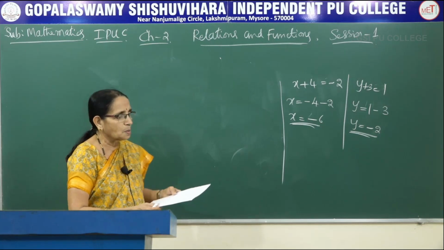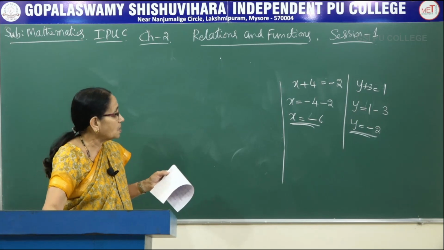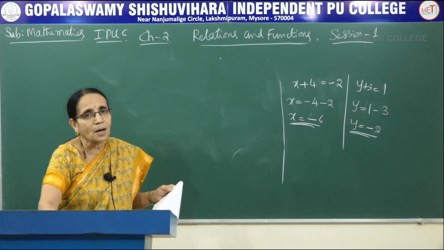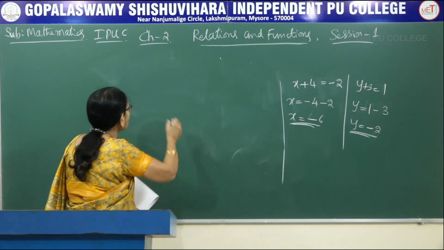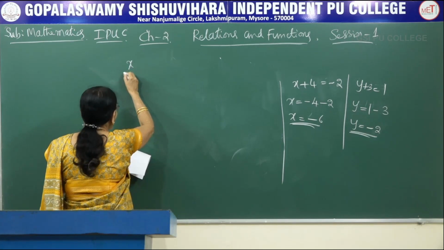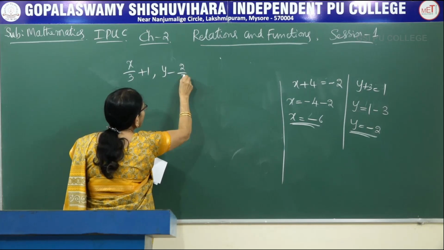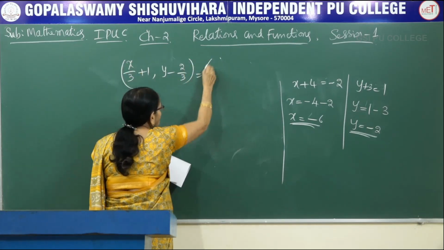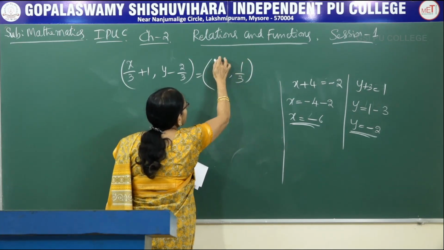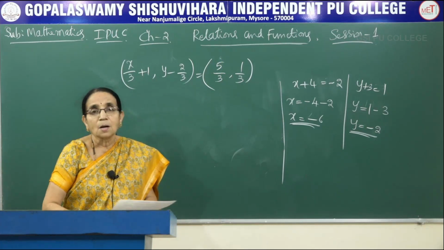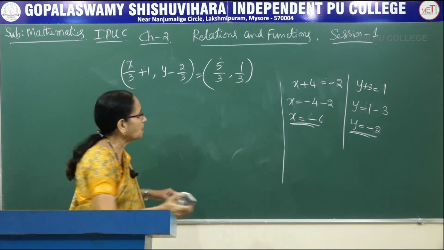Generally two unknown quantities are given. Now in both these problems, I had given you whole numbers, integers I mean, whereas in the next problem some fractional values are given. So be careful, you have to take the LCM and add. Now let me consider the next problem. If x by 3 plus 1 comma y minus 2 by 3 is equal to 5 by 3 comma 1 by 3, you have to get the values of x and y.